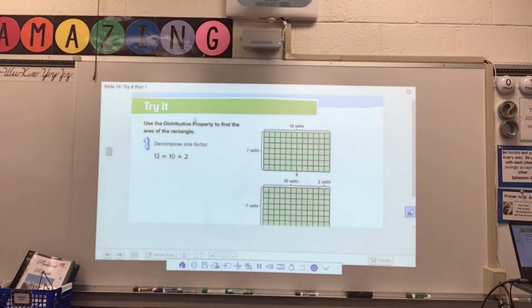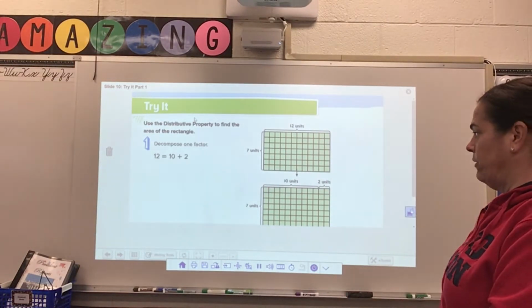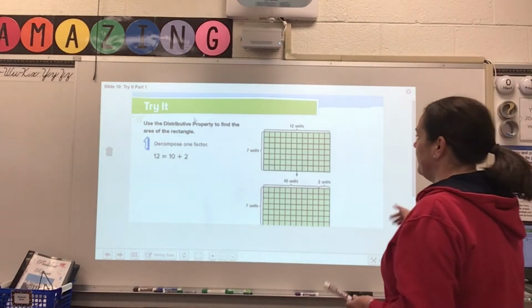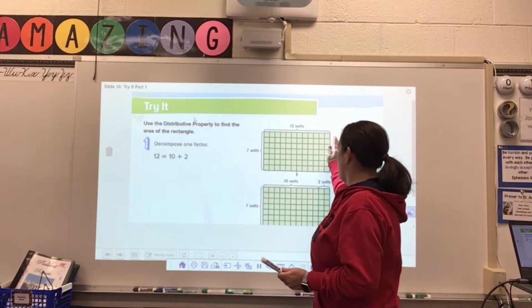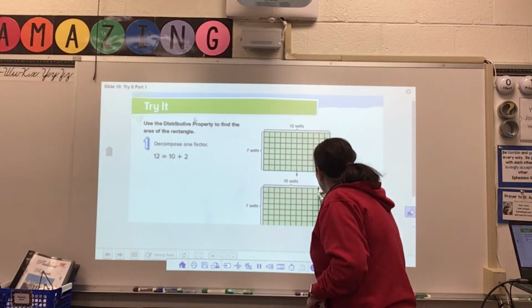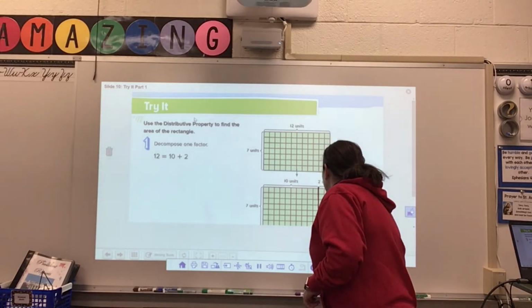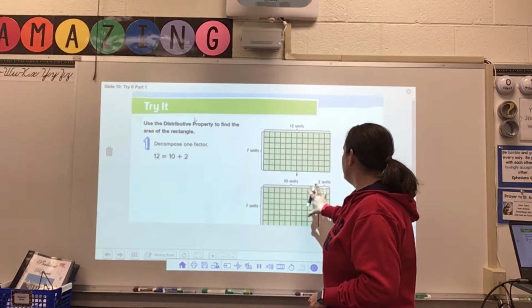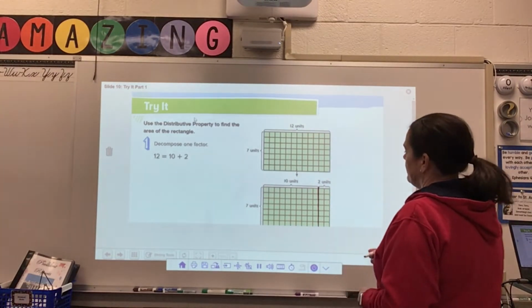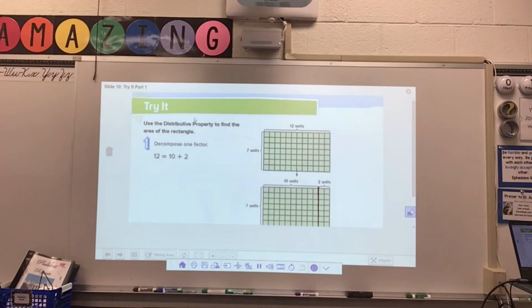We want to decompose this rectangle. So we're going to decompose it into a 10 plus 2. So it's still going to be 12. We're just decomposing it so that I'm going to draw this line a little bit bigger so you can see it. So now I've got 7 units times 10 units and 7 units times 2 units. Okay, so all I'm doing is decomposing that rectangle, so it's just going to make it a little bit easier for me to work with.